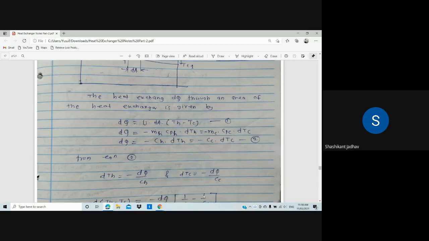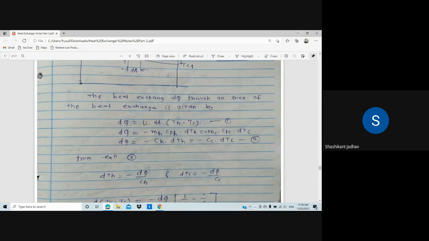Okay, and similarly for the cold fluid. Now from right hand side to left hand side the temperature of the cold fluid increases, but we have to consider the direction as forward. So for the forward direction, the temperature of the cold fluid reduces. Therefore for the cold fluid also we have to take the negative sign. Okay, so write down dQ is equal to minus m dot c into Cpc into dTc. Okay, all of you write down the equations.